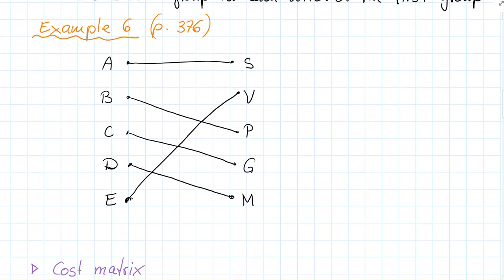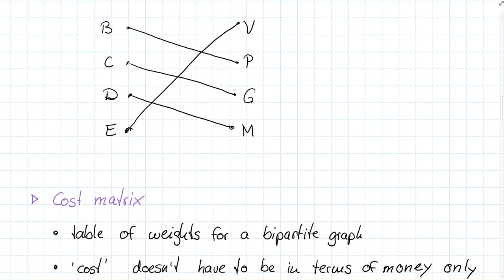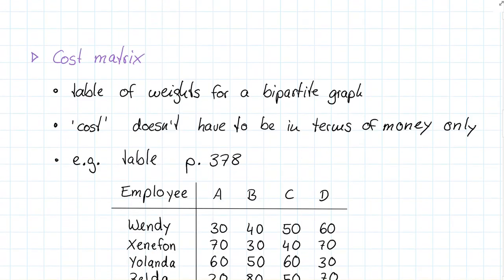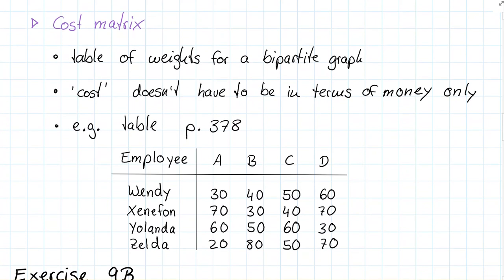Read through the example again in the textbook. Maybe it's going to be a bit clearer then, or I hope. Should be. Cost matrix. So, if we have such a bipartite graph and rewrite the weights, so we not only have directions, right, in a directed graph, we also have the weights because it's a network. And we write those weights in a table. We call that cost matrix. Cost doesn't necessarily have to be in terms of money.